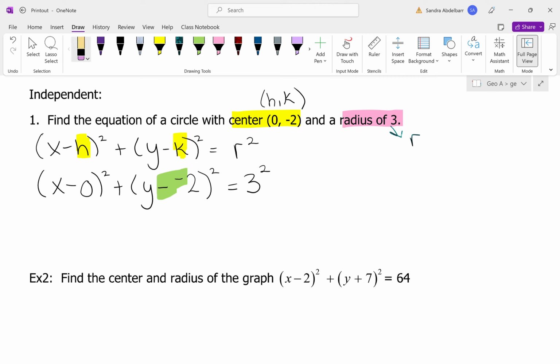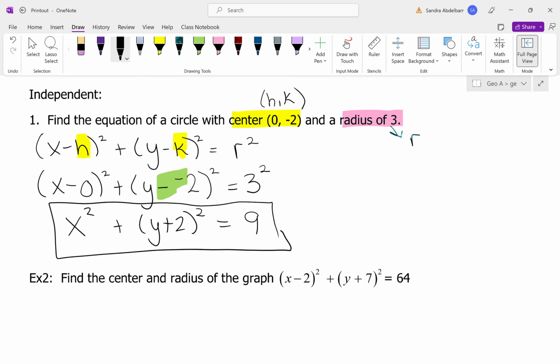So now, in the first parenthesis, when I take nothing away from x, isn't it still x? So I can write this as x^2 + (y + 2)^2 = 9. This is my equation of the circle. Again, if there's no number with the x, that number is 0. And if there's a plus sign in the parenthesis, that number is negative.